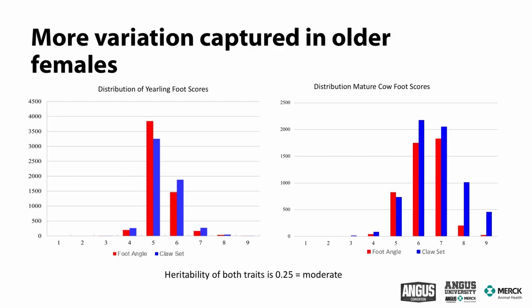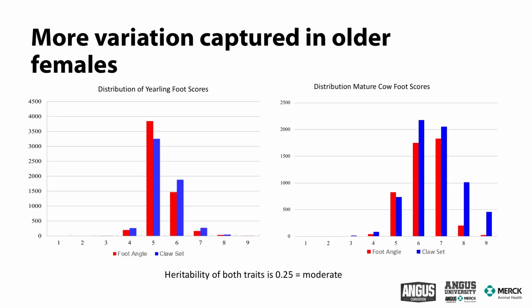And so we went out and we scored a bunch of mature cow data, and right now we have about 5,000 records collected in there. About 2,200 of them are being used in the evaluation today. And you can see that we've shifted this bell curve quite a bit, right? Those blue and red bars over top of that 5 have gone down drastically, right? Because we're picking up more variation when we score these older females.